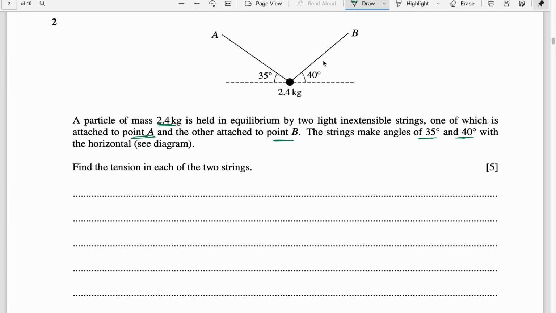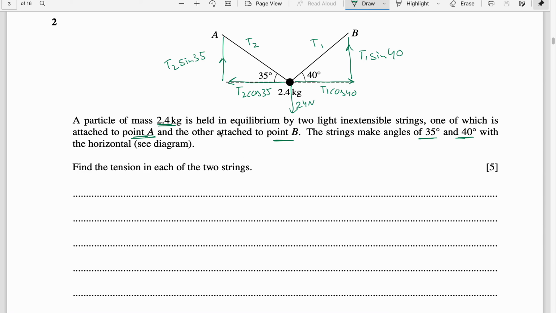In order to do that, we first go for resolving the forces. Let me resolve this and this, label them as T1 and T2. So this is T1 cos 40. This vertical component is T1 sine of 40. On the other side, this horizontal component is T2 cos of 35, and the vertical component is T2 sine of 35. And the weight would be mg, that is 24 newtons.